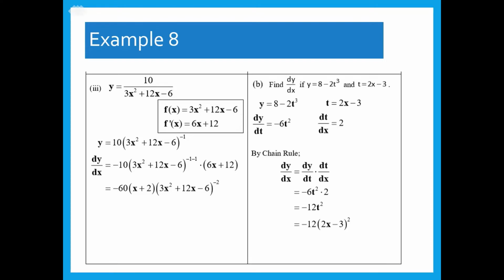To solve b, you need to differentiate y with respect to t and t with respect to x. Then apply the chain rule formula, which is dy over dx equal to dy over dt multiplied with dt over dx. Substitute accordingly and simplify, you should be able to get the following answer.